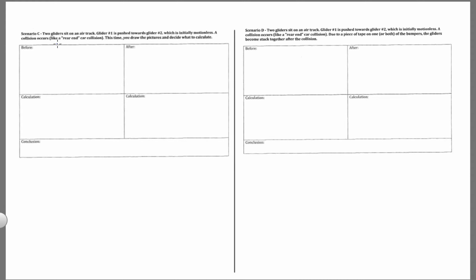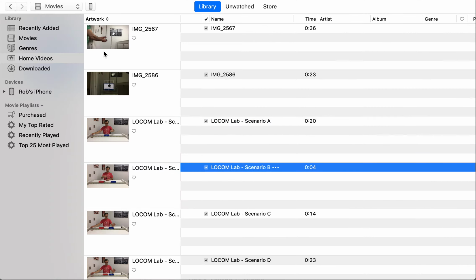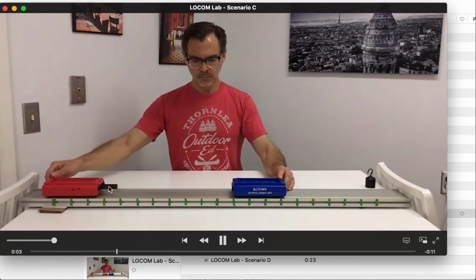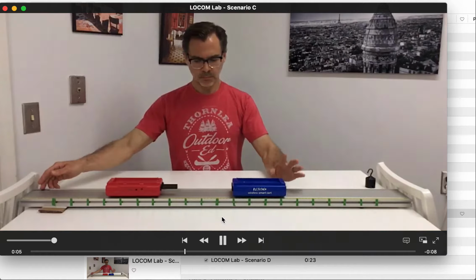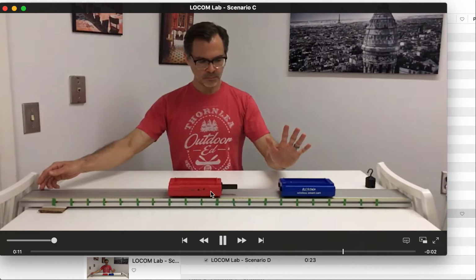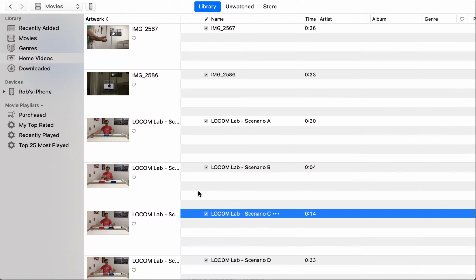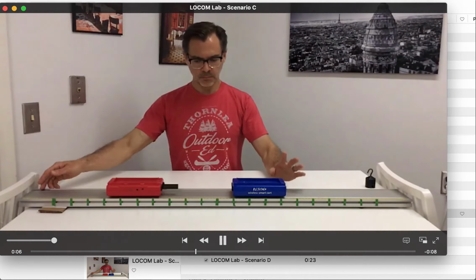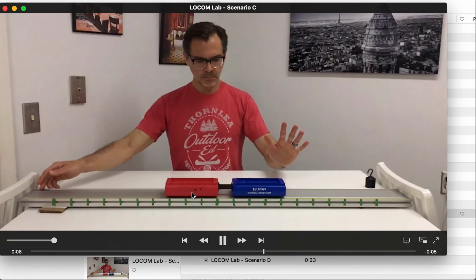Scenario C, 2 gliders are on an air track. Glider 1 is pushed toward number 2, which is initially motionless, and a collision occurs. This is like a rear-end collision for cars, and I'll show you what the video looks like now. So here the red one's coming in. There's a spring bumper ready to go here. We're going to measure the distance and time just before collision, and then for the blue just after. Notice this one comes to rest. So we actually have an easy measurement here: 0 momentum for blue prior to the collision, and apparently 0 momentum for red after the collision.